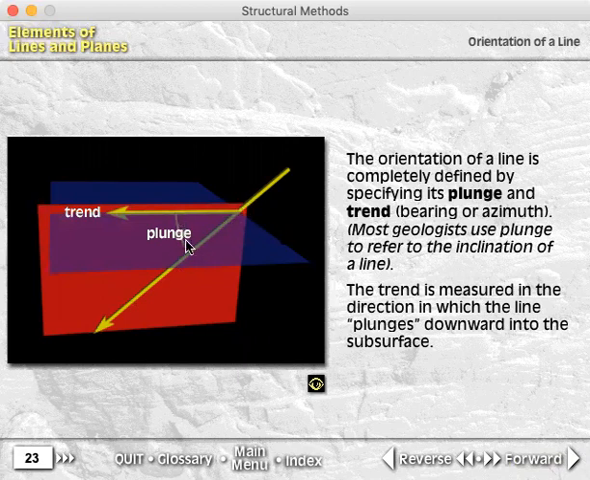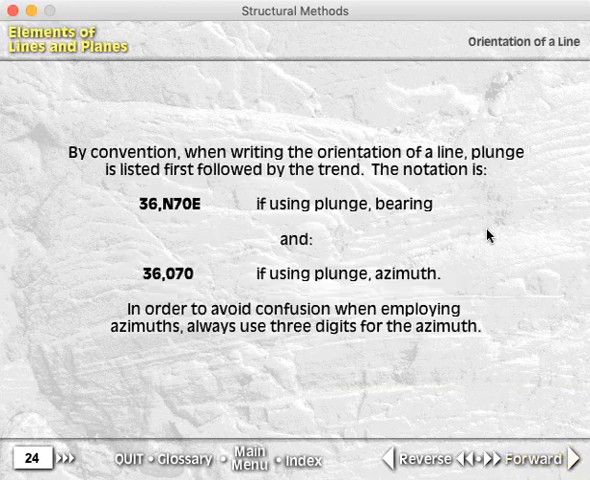I can use my Brunton compass, and we're going to see that in a little bit, with a clinometer. I can measure that angle, and then I can record the plunge and the trend. By convention, when writing the orientation of a line, plunge is listed first, followed by the trend. The notation is 36 north 70 east if using plunge bearing, and 36070 if using plunge azimuth. In order to avoid confusion when employing azimuths, always use 3 digits for the azimuth.